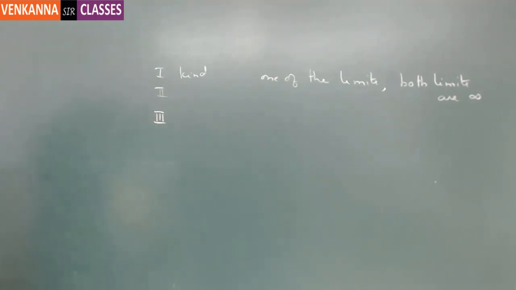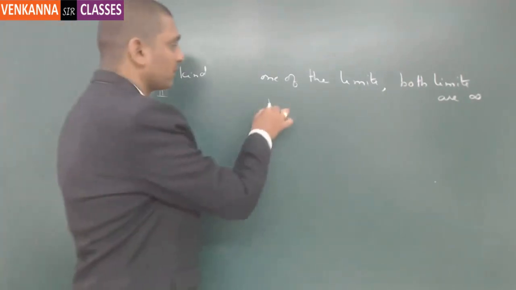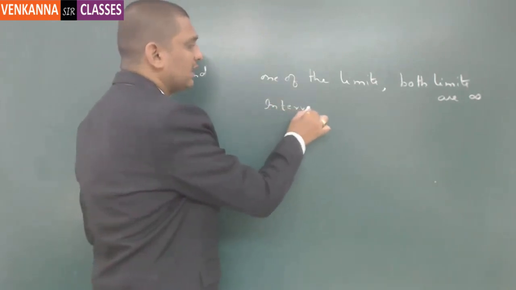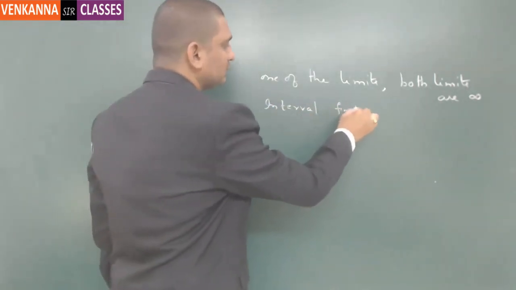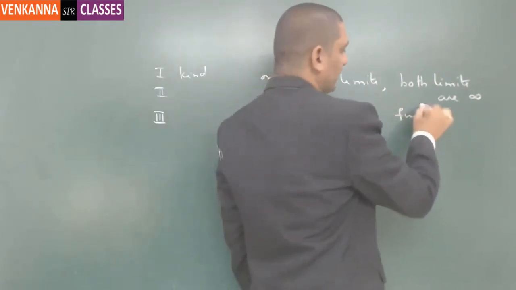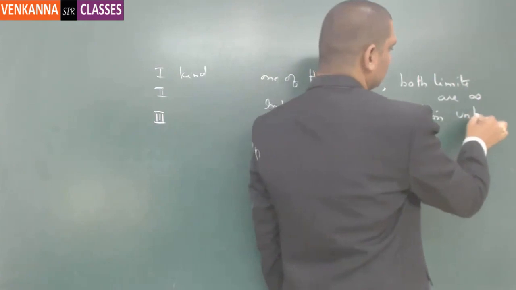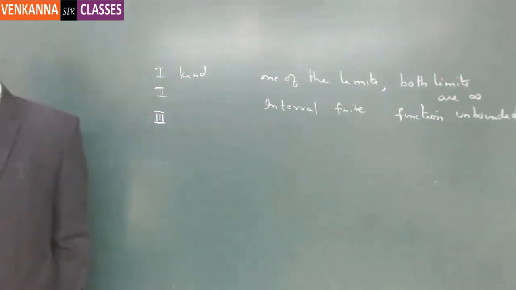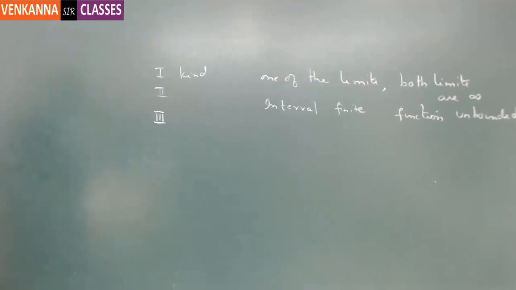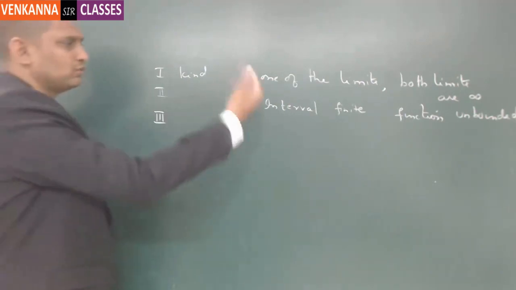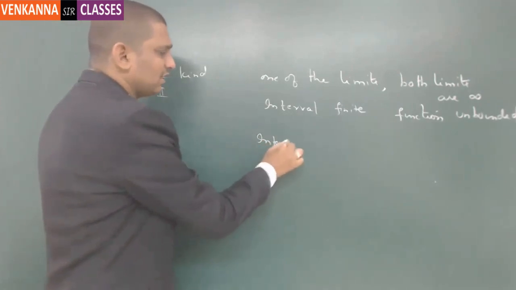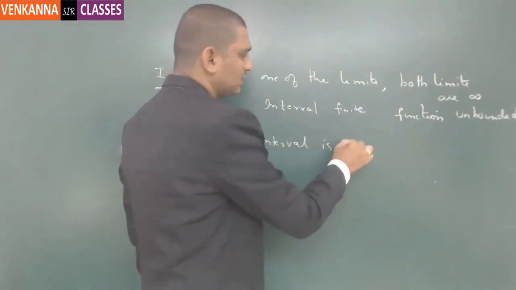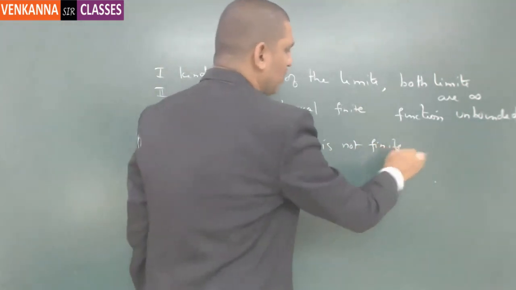The second kind is given by: interval is finite, function unbounded. It means at some of the points in the interval, you are getting f of x equal to infinity, an undefined value. And the third kind is nothing but a combination of the two: interval is not finite, and the function is also unbounded.